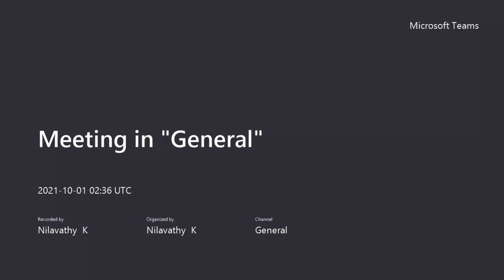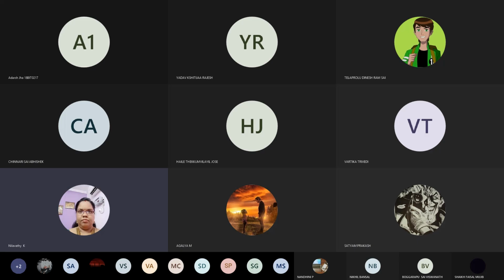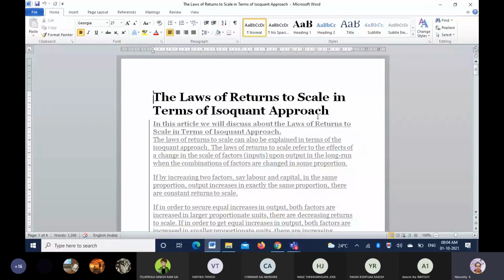Okay, so today we are going to see the same theory which we saw in last class, the law of returns to scale. But here, with the help of isoquant curves, we are going to explain it. The law of returns to scale is not new to you, and in the same way, the isoquant is also not new to you. You know both the concepts.